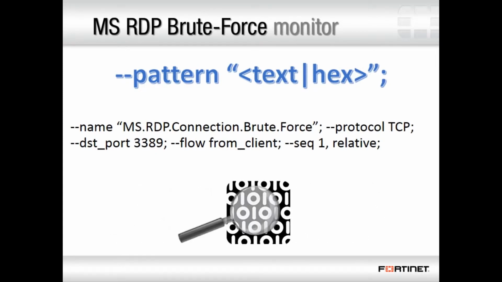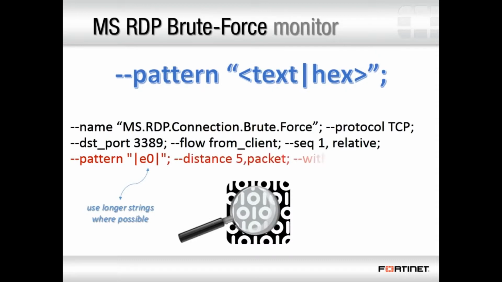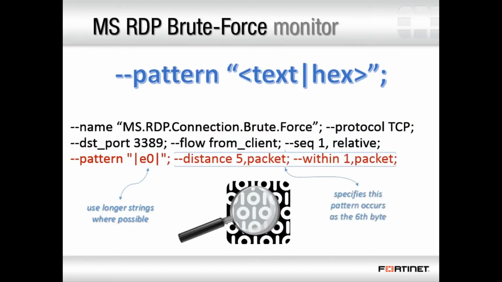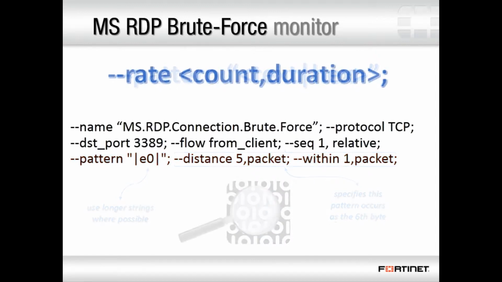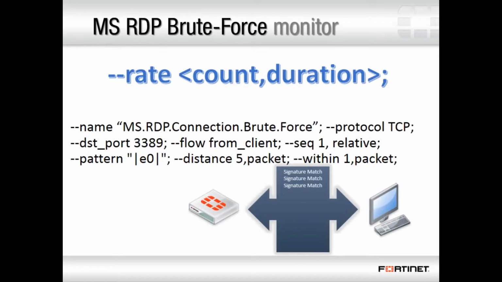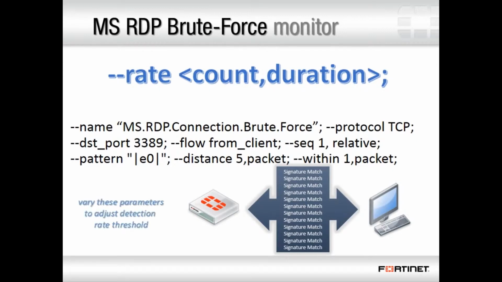Our analysis indicates that the 6th byte of the first packet's payload is the hex value E0. So we use this with the pattern option along with distance and within specifications to indicate the precise position where this pattern must occur. To test the frequency of matching, the rate keyword is used with parameters for count and duration. These parameters allow you to vary the detection frequency threshold. We'll assign a count of 200, occurring within a duration of 10 seconds.